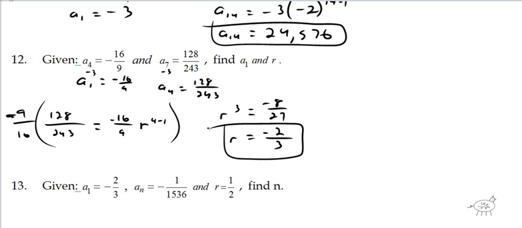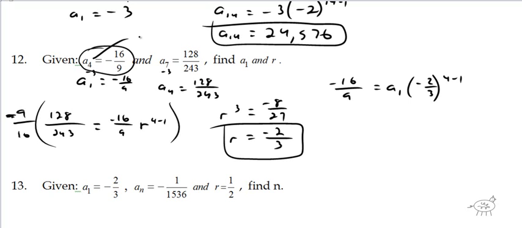And then, of course, I plug it in. I can use either one of these formulas, but you got to use the original one. So I'm going to use a sub 4, and I got to find a sub 1. So I get negative 16 over 9 equals a sub 1 times r, which is negative 2/3, to the n minus 1. So to the 4 minus 1, because I'm using, again, that 4 right there, a sub 4, right? And I get negative 16 over 9 equals a sub 1 times negative 8 over 27. And then I multiply both sides by negative 27 over 8. And I get a sub 1 is 6.